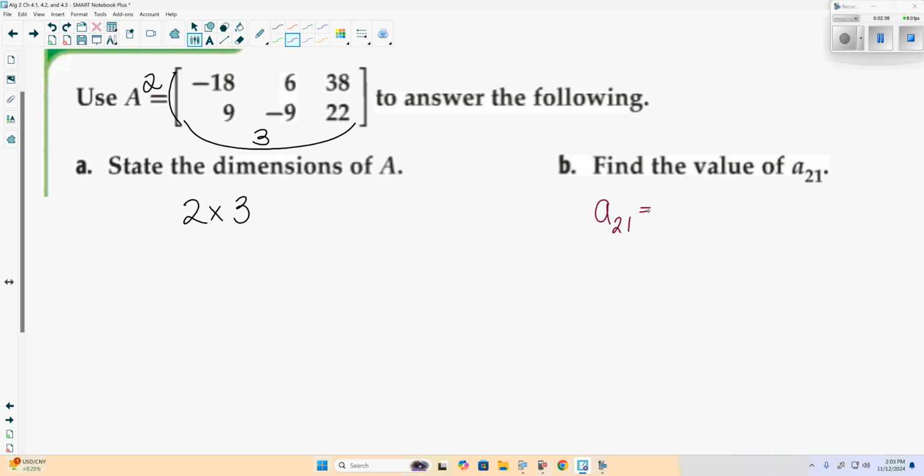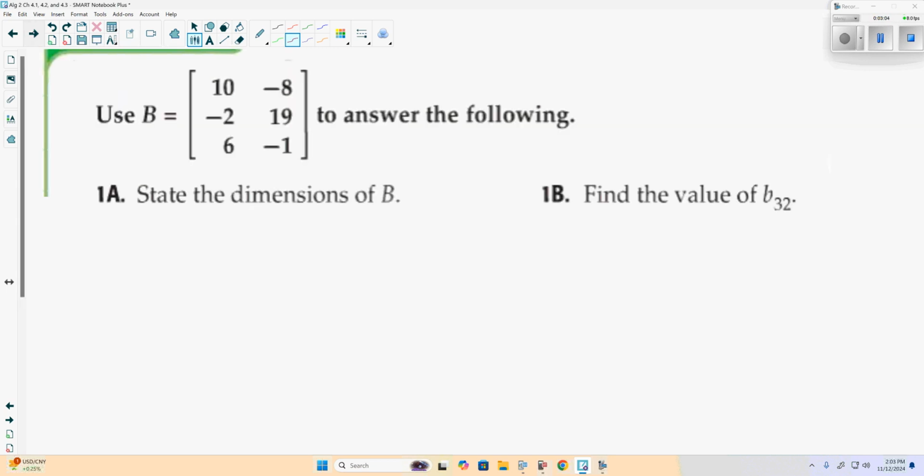Now, if we want to find element a2,1, the first number is the row, so we're in the second row, first column, which is 9. So element a2,1 is 9. That's it. Questions on this here?